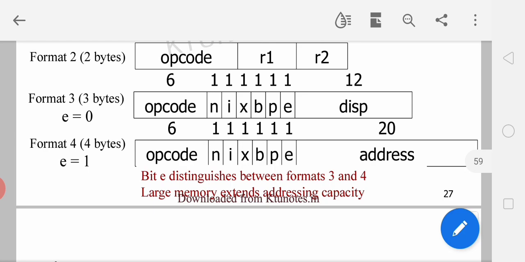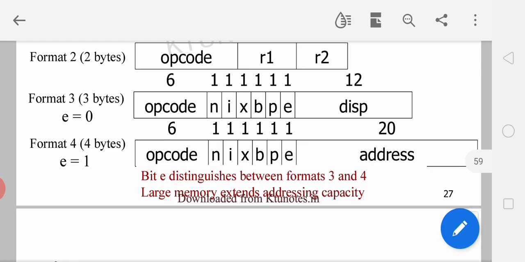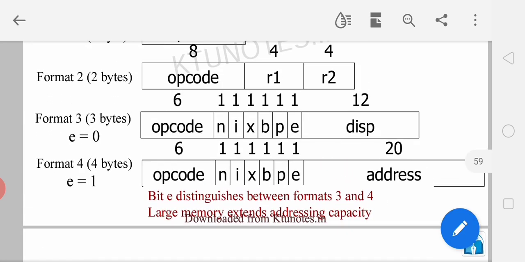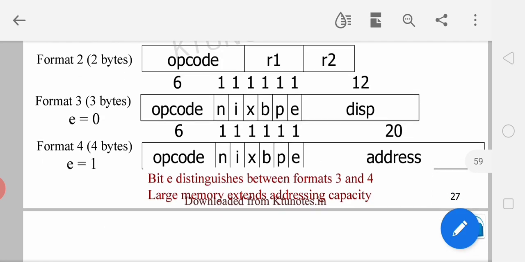Okay, then the X we already discussed in the SIC architecture. X is indexed addressing. Indexed addressing means we are indexing, or we are using other addresses, in order to get the exact value. Then the next one is B. B stands for base pointer or base addressing. Base addressing is where we store some of the base addresses, or from where we are starting, and we need to store the base address in order to start that particular instruction or operation.